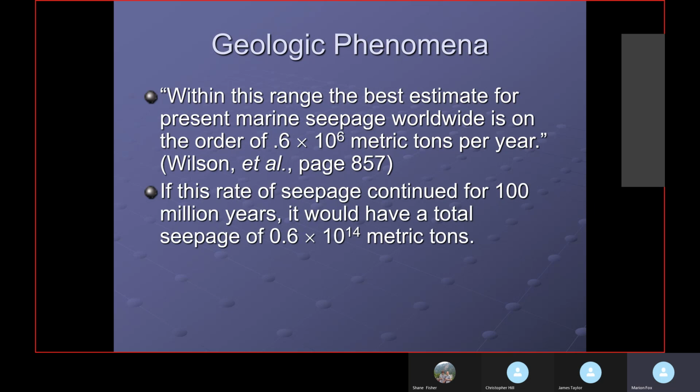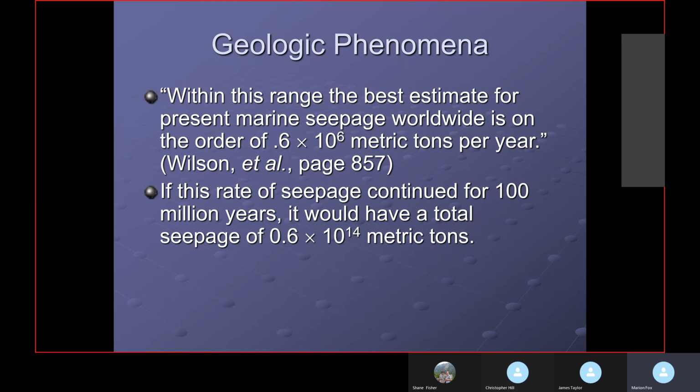If this rate of seepage continued for 100 million years, let's use uniformitarian assumptions, there will be a total seepage of 0.6 times 10 to the 14th. That's, you move the decimal point on the 0.6, 14 places to the right, and that will be your number. That's metric tons. Now, a metric ton is 1,000 kilograms, and so it's sometimes written as TONNE in some countries, in England and other places. But it's 1,000 kilograms, so it would be 2,200 pounds roughly.